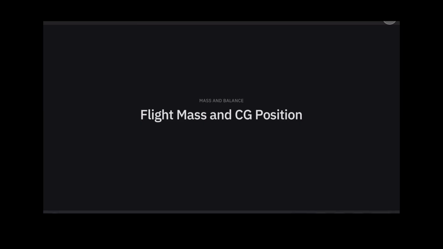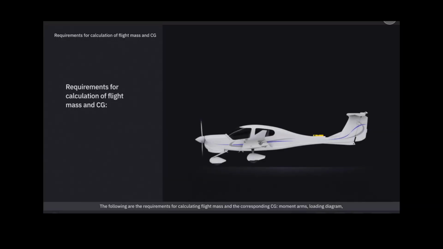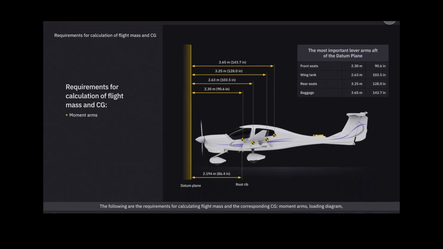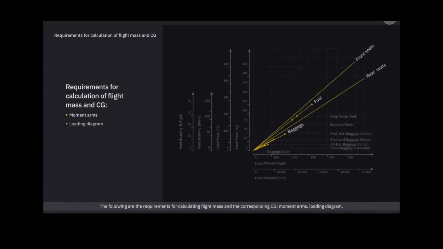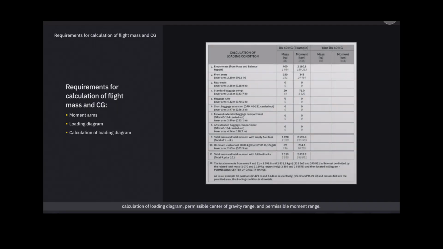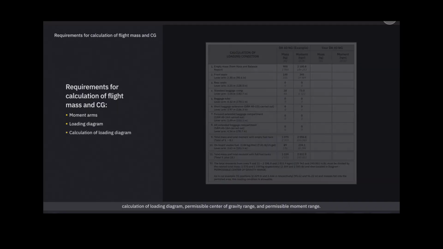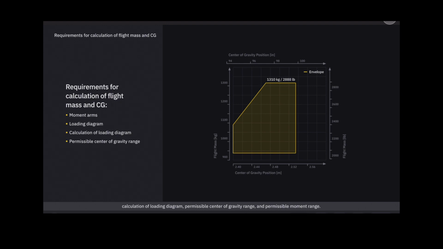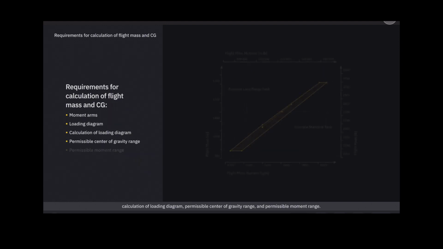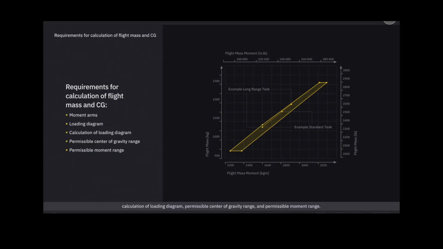Flight mass and CG position. The following are the requirements for calculating flight mass and the corresponding CG. Moment arms. Loading diagram. Calculation of loading diagram. Permissible center of gravity range and permissible moment range. These allow the pilot to fly the airplane within the permissible mass and balance limits.